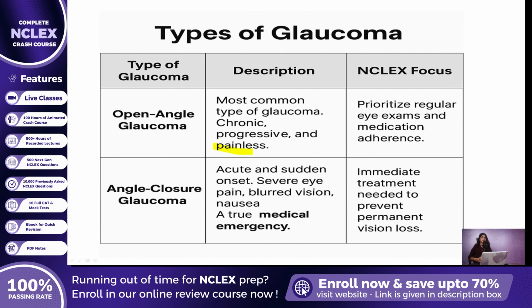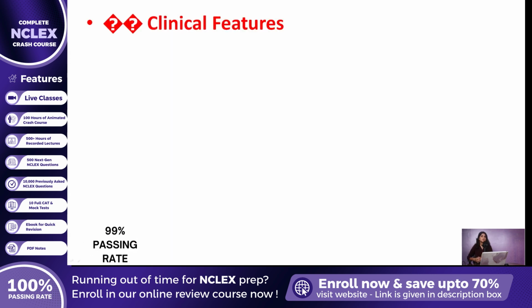Now this one is very different and very serious. It comes on suddenly, which is why it's considered an acute condition. And here's something super important. It's a medical emergency. Unlike open-angle, angle closure glaucoma is painful, very painful, and requires immediate treatment to prevent permanent blindness. So just to help you contrast the two, open angle is slow, silent, and sneaky, whereas angle closure is fast, dramatic, and dangerous.